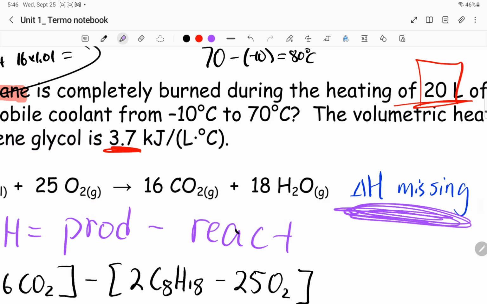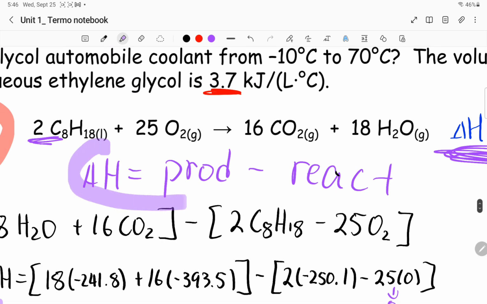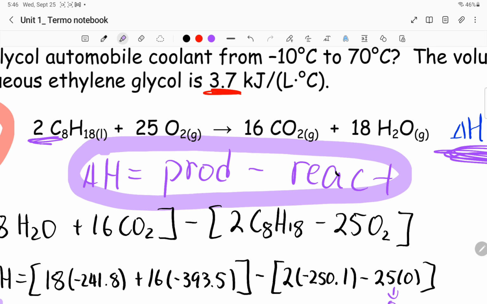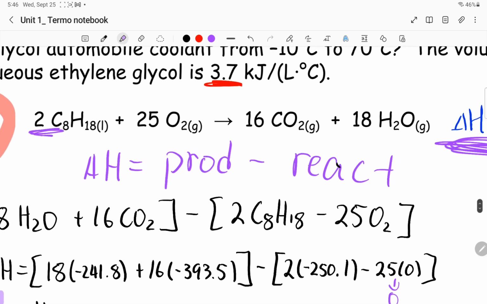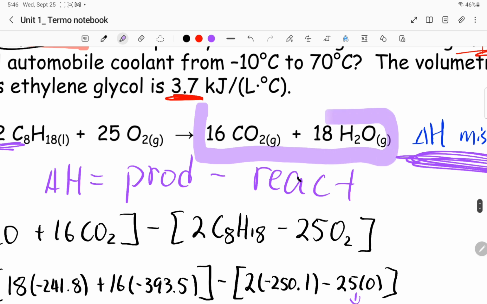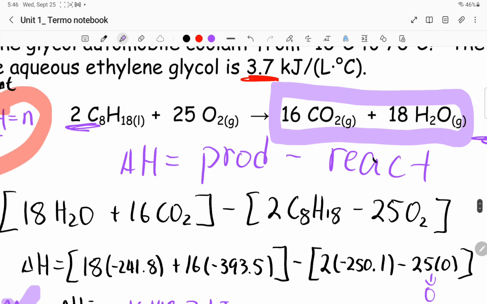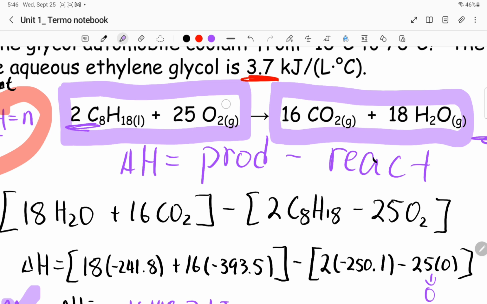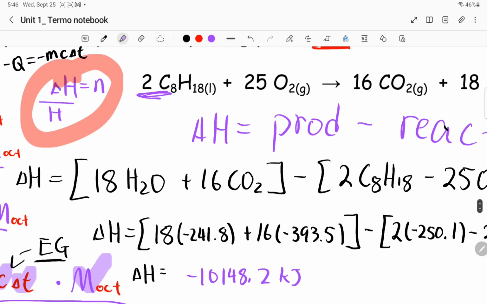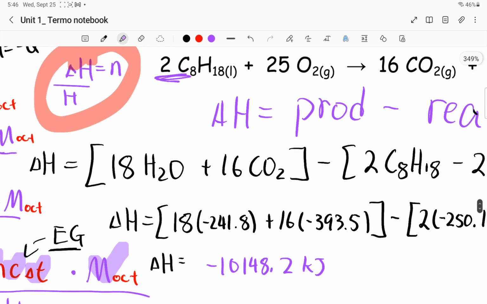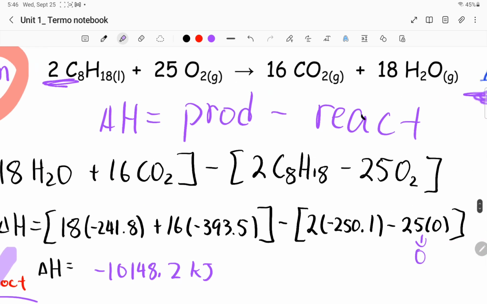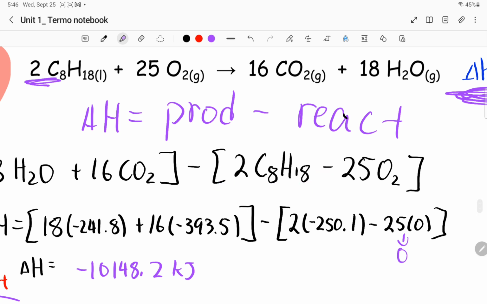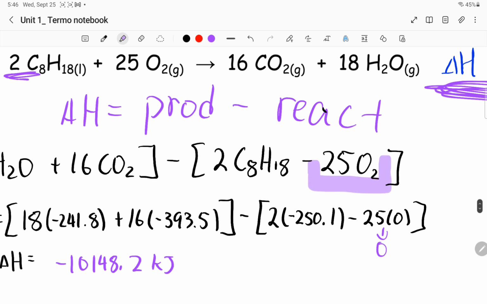In order to do that, remember that your delta H is your products minus your reactants. Here are our products: 16 carbon dioxide, 18 waters. Then we have 2 octanes with 25 oxygens. So we set up our equation. Delta H is 18 times our H2O plus 16 times our carbon dioxide, subtract that from your reactants, 2 times your octane plus 25 times your oxygen. That's an O, not a zero.